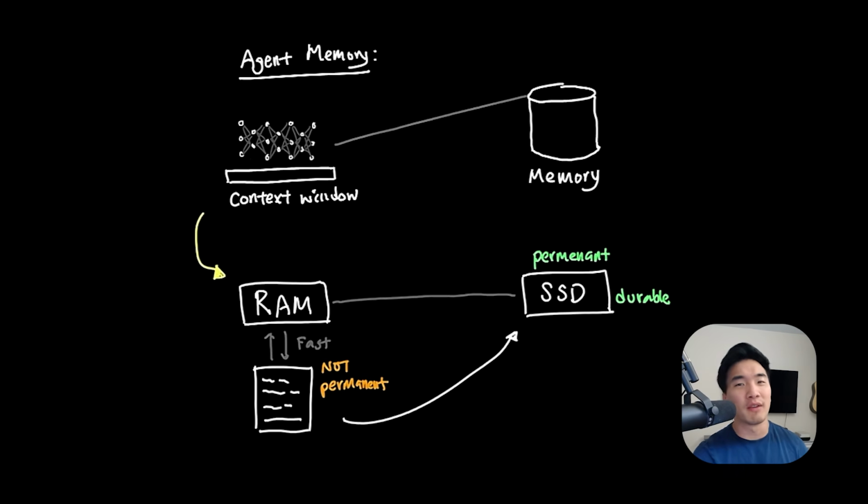Agent memory works in a very similar way. The context window is kind of like RAM, where it's active, fast, and limited, and long-term memory is more like a disk, persistent. But the agent needs a system for deciding what to save, what to retrieve, and when to actually load it back into the context.